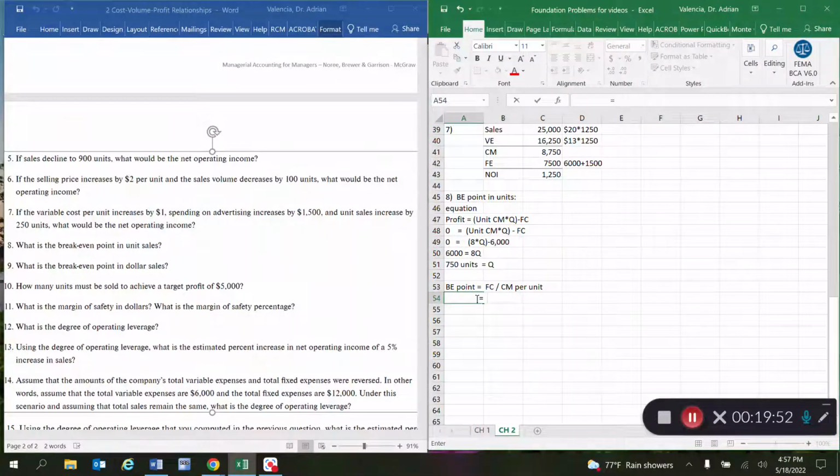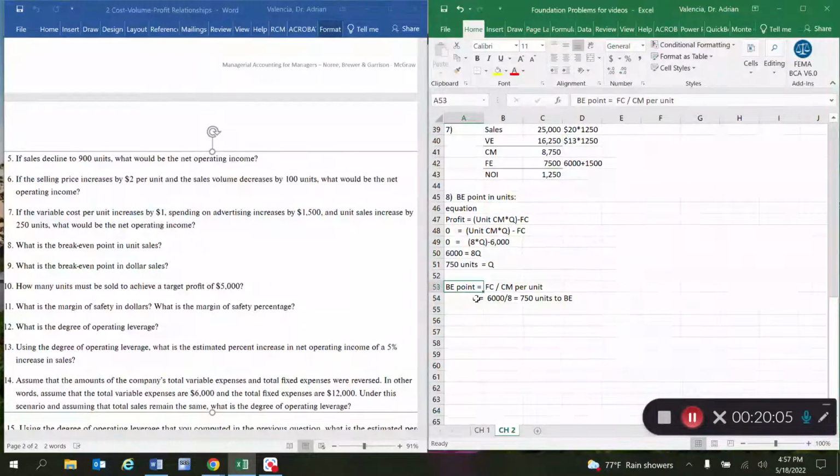We're going to go in here and say 6,000 units is the fixed cost divided by 8 contribution margin per unit. And again, we get the 750 units to break even. So this is a much shorter way of doing it. If you want to do it this way just because it might make more sense to you, that's fine. But we do the algebra to be able to come up with these simplified approaches to break-even analysis.